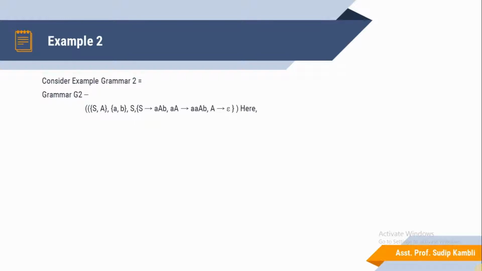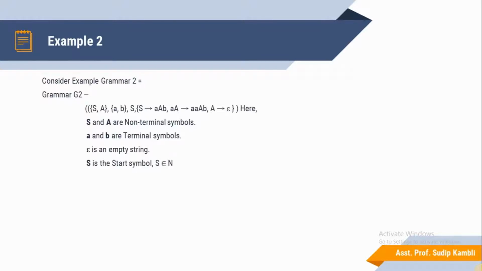And the last production rule is A derives epsilon. Epsilon means the null value. So here S and A are non-terminal symbols, small a and b are terminal symbols, and epsilon is the empty string. S is the start symbol, where S belongs to N, meaning non-terminal symbols. So there are three productions, as already explained here.